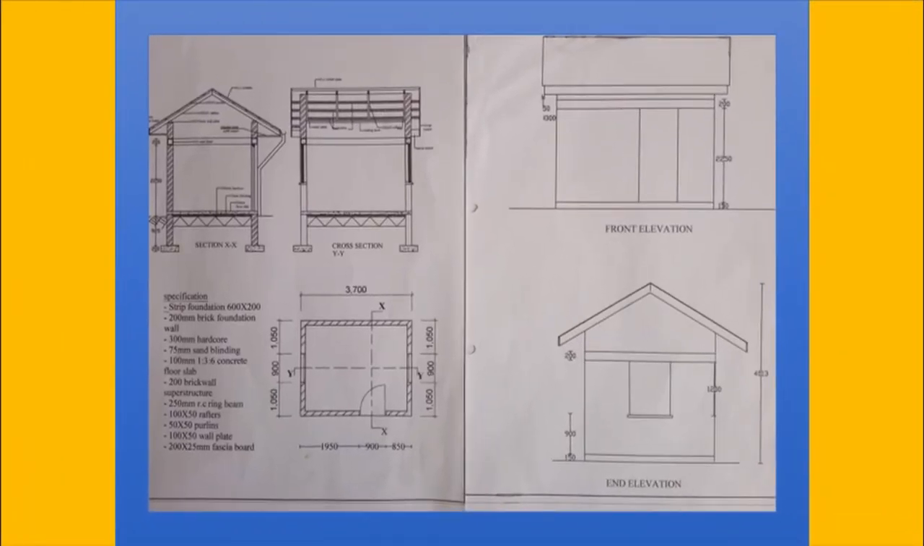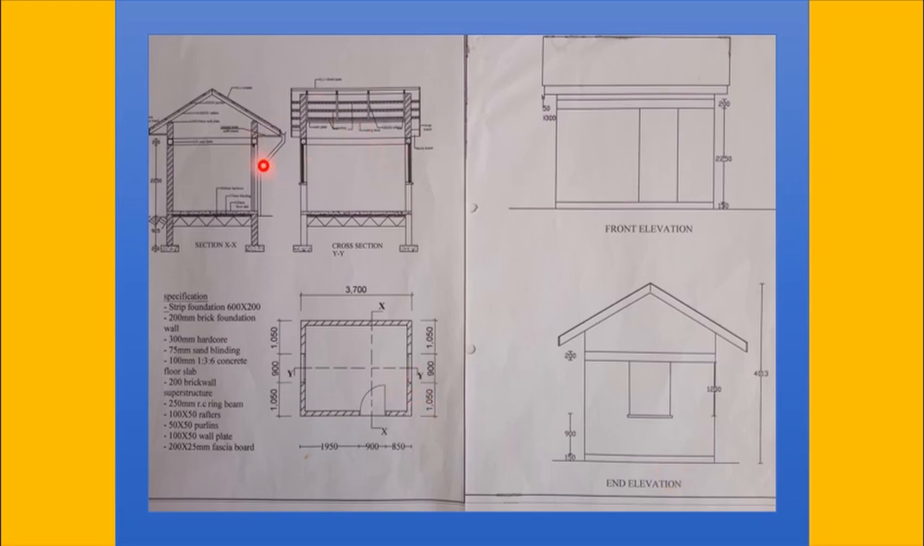Before we go into answering the question, let us look at some of the terminologies that we may meet along the way. So here we have a front elevation. This is simply an orthographic view of the front of that building. Then we have the end elevation. This shows the side view of the same building.